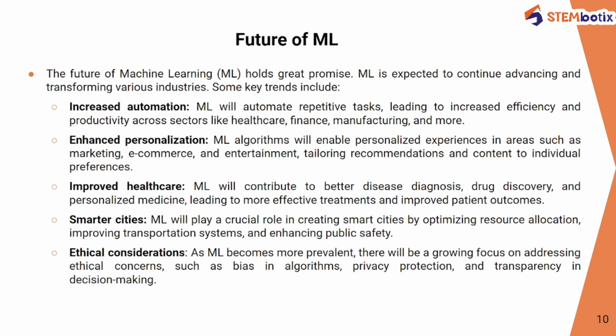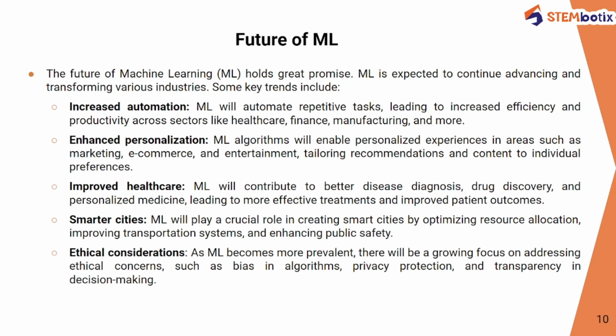After that is improved healthcare. Machine learning will contribute to better disease diagnosis, drug discovery and personalized medicine, leading to more effective treatments and improved patient outcomes. So this is going to be very helpful in the near future, that we use machine learning for improved healthcare. Well, in smart cities, ML will play a crucial role in creating smart cities by optimizing resource allocation, improving transportation systems and enhancing public safety.